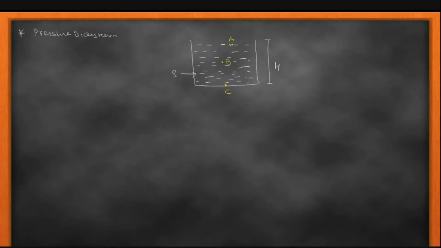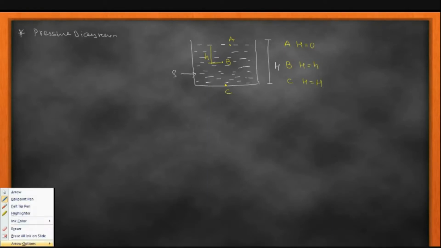If we consider the height from the free surface, for point A the height is 0 because it lies on the free surface. For point B, the height from the free surface is, let's say, h. So this distance from the free surface is h. At C, the height of this point from the free surface is H.